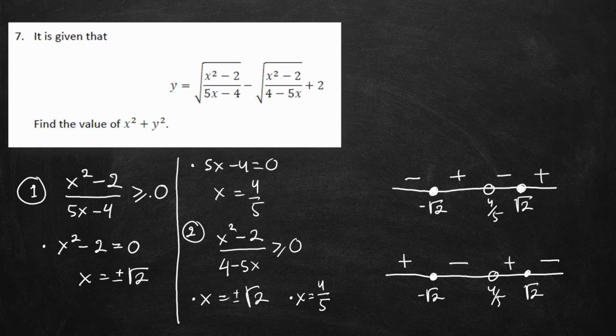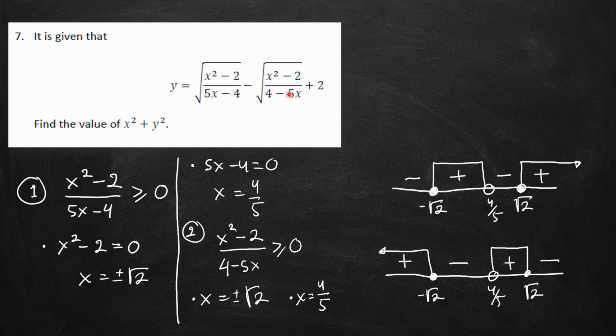So for the first inequality, the value is bigger than or equal to 0. It means positive, so we will choose all the positive values. So this is the range that you can use for the first inequality. Same thing with the second one. You can see the inequality here is bigger than or equal to 0. It means same thing: we will choose all of the positive.